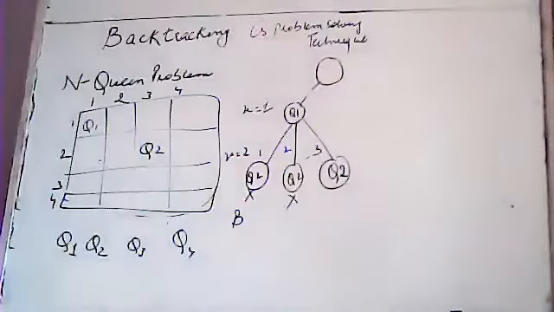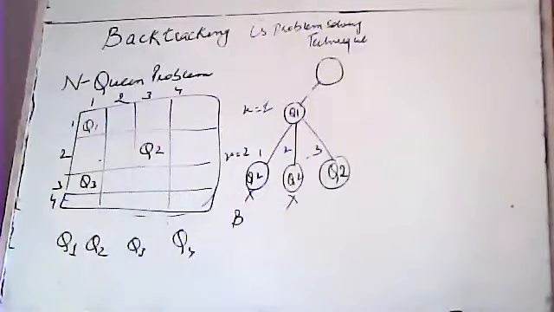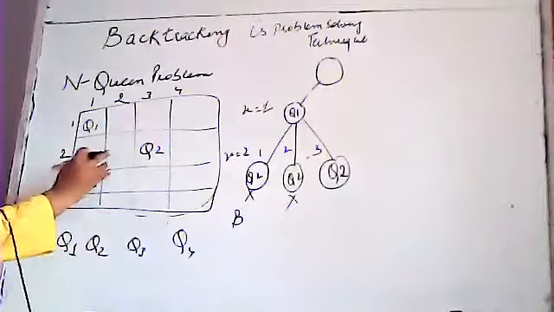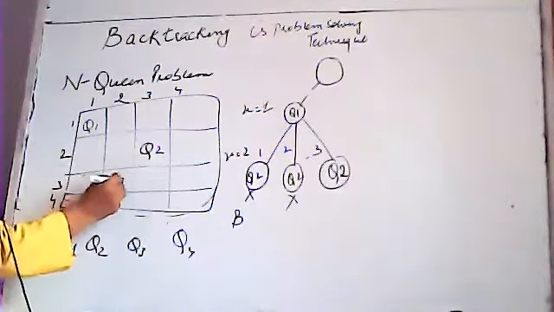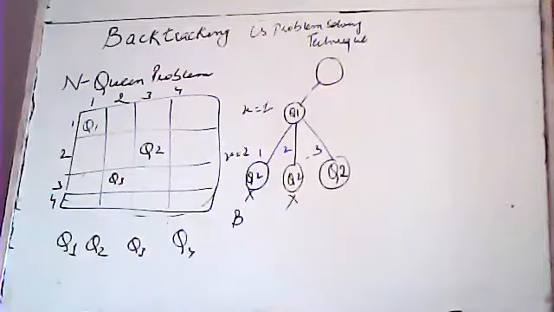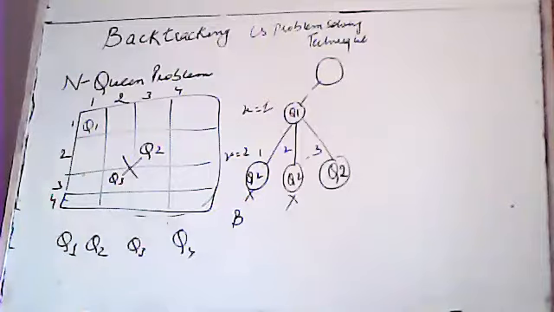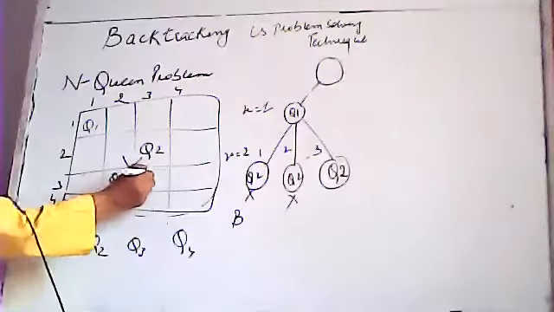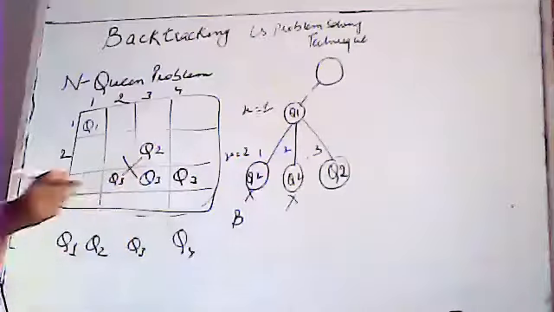Now let's see where we can put Q3. Can we put Q3 here? No, because they are in the same column. Can I put here? No, they are in the same diagonal. We cannot put here. Can we put Q3 here? No, same column. Can we put Q3 here in the last column?